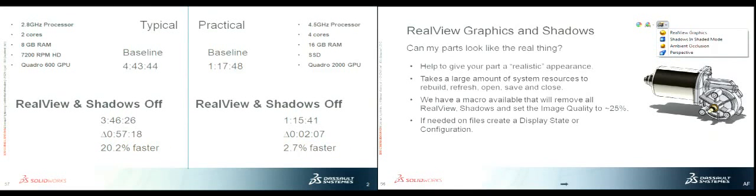Real view and shadows: 20% faster on our typical machine and 2.7% faster on the practical machine. So it just depends. Is it worth it to you to have that extra visualization available for 2.7 or 20%, depending on where you fall in that line of machine?